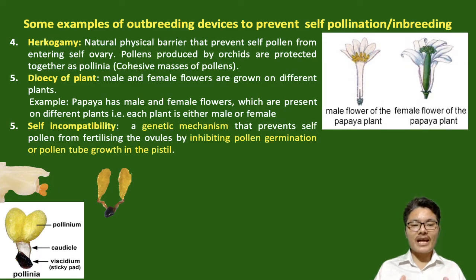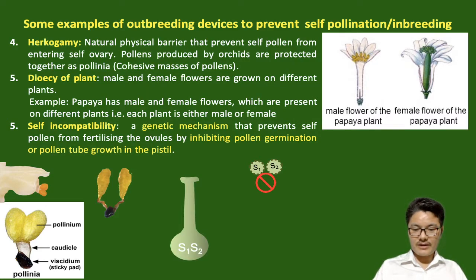self-incompatibility. Self-incompatibility is a genetic mechanism which usually prevents self-pollination from occurring, and it helps in cross-pollination, and thereby there is pollen germination of external pollens. Say in case of this ovary having genotype of S1 and S2, there is no fertilization of S1 and S2 pollen grains.